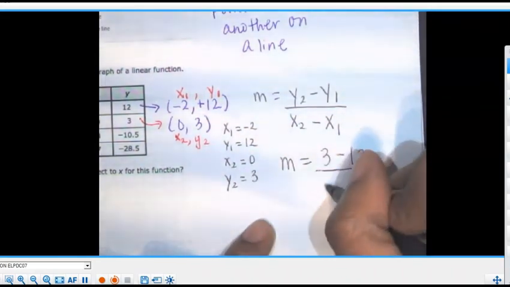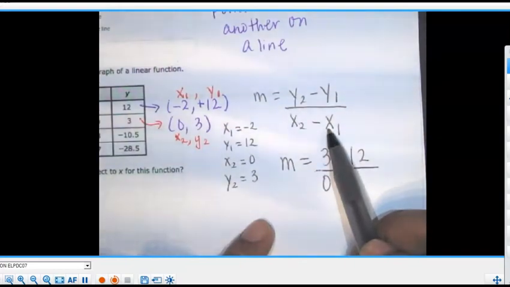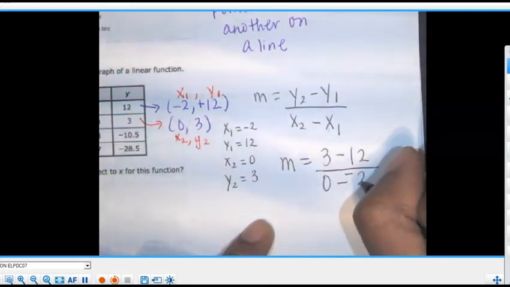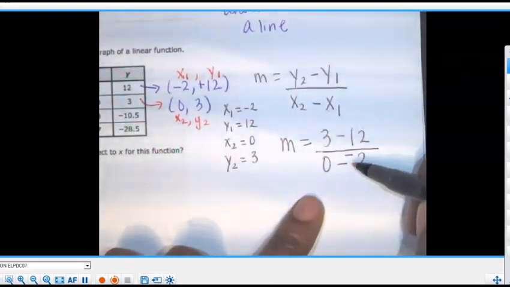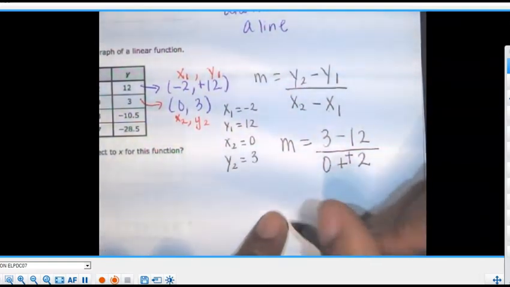x2 is 0. Put your minus. x1, be careful with that when there's a negative, right? So you have to put subtract, and then x1 is negative 2, so minus negative 2. Okay, remember, as soon as you put everything in, as soon as you see that double negative, change it to a plus.